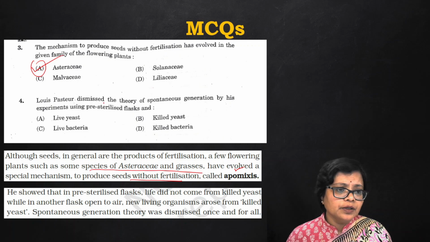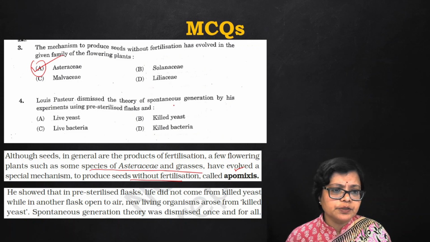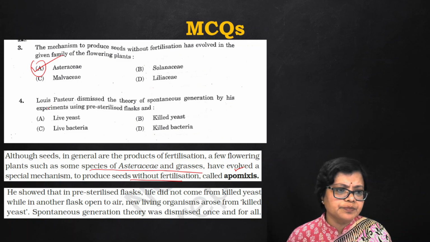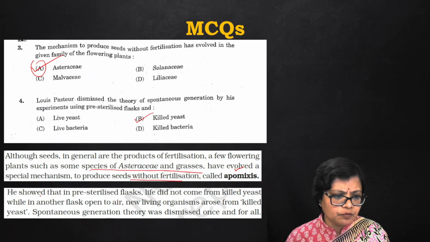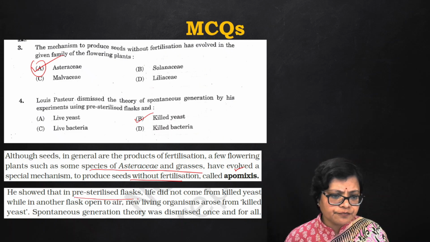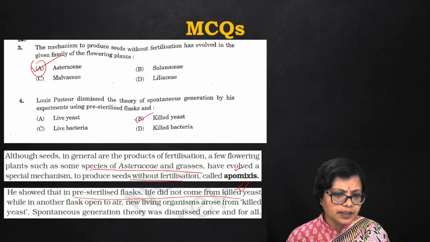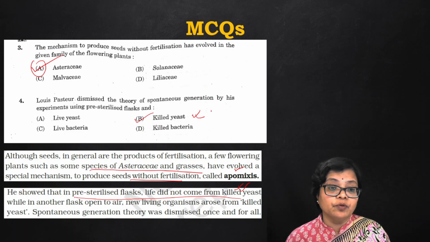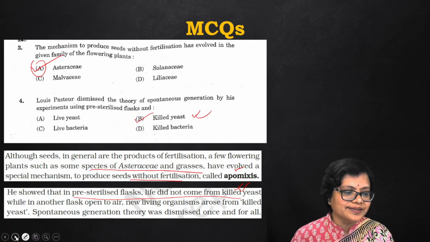Louis Pasteur dismissed the theory of spontaneous generation by his experiments using pre-sterilized flasks and killed yeast. It is also from the NCERT book. Louis Pasteur, sterilized flask, life did not come from killed yeast. Clear? So from the NCERT book, thorough reading is required.